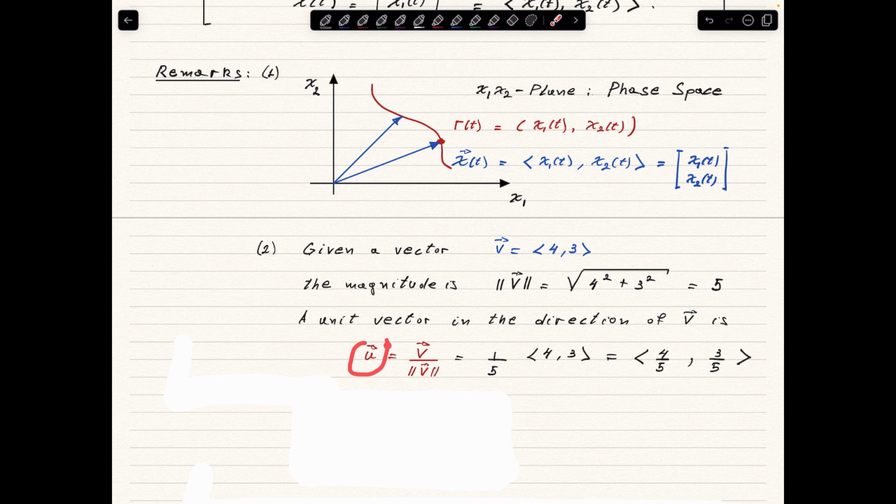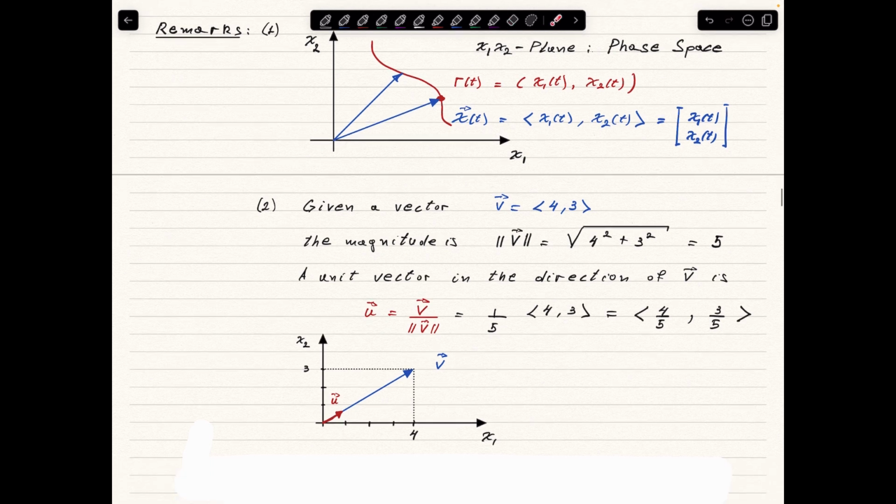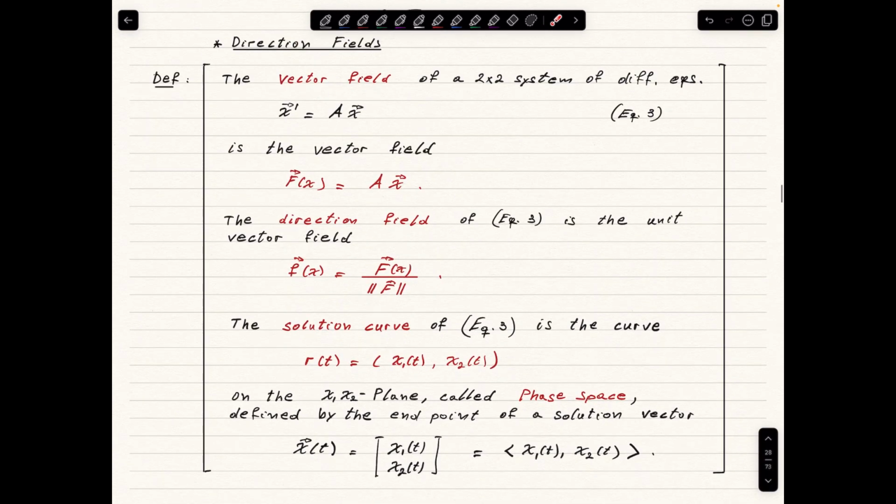This vector is in the same direction as the original vector, but because we are rescaling with the length, if you compute its length, it is going to have length 1. So if we do a little picture, this is what we are talking about. We had an original vector, and now we rescaled it to a vector of length 1. This is the main difference between a vector field and a direction field. The direction field is the same as the vector field, but every vector now has length 1. This is what we were saying up there.